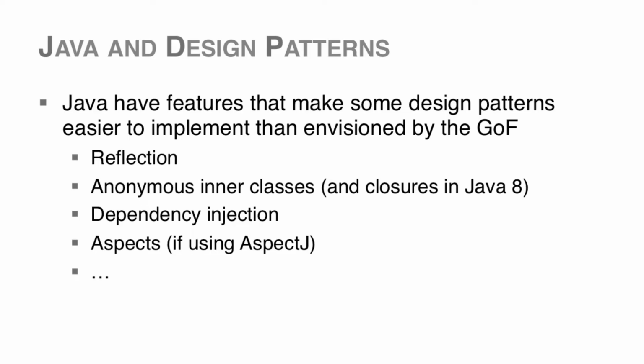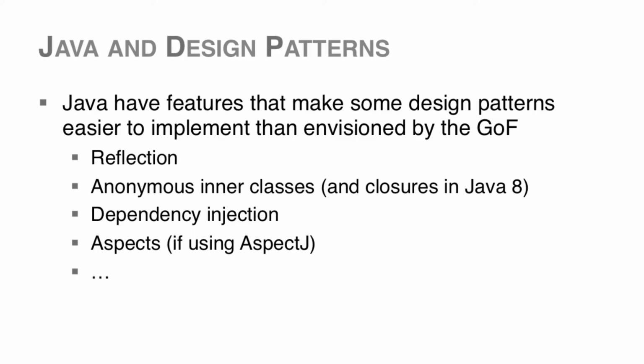Because I'm using Java, there are certain things that may have been more appropriate to use when I'm showing you the solution. In Java, for instance, we have a few things that probably were not envisioned by the Gang of Four and certainly not assumed when they were defining the patterns. Things like reflection, anonymous inner classes, or maybe even closures, which are coming in Java 8, dependency injection, aspects, if you use AspectJ. There are a set of these constructs that you can implement in Java in a very specific way.